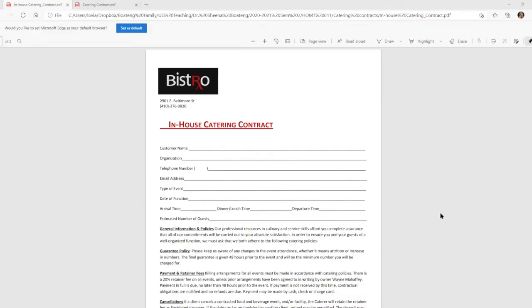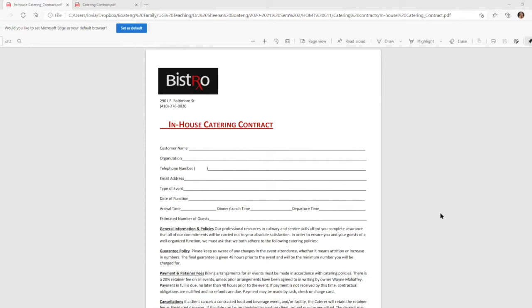Yes, we can. Good. So this is an in-house catering contract for a venue known as Bistro, right? And they are some kind of restaurant / event space where you can book for various events. Now, this is their in-house contract, and you can see the specifics of the contract in terms of their requirements with regard to people who want to use their space to organize events.